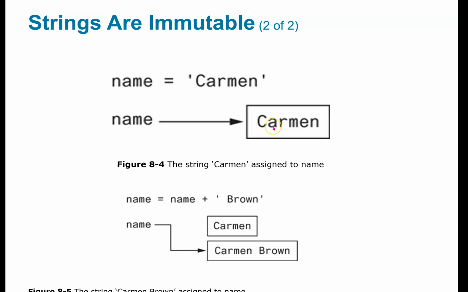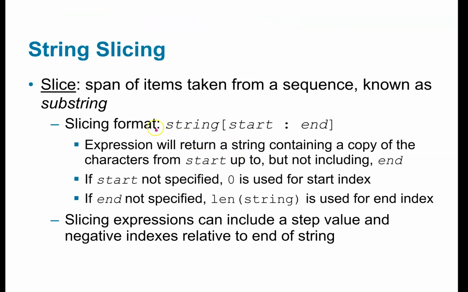So, name equals Carmen, for example. Name equals name plus Brown. We'll take the Carmen string and Brown, and we'll create a new string and assign it to name. We can also slice strings. It takes a span of items from a sequence known as a substring. Slicing format is string, start, end.